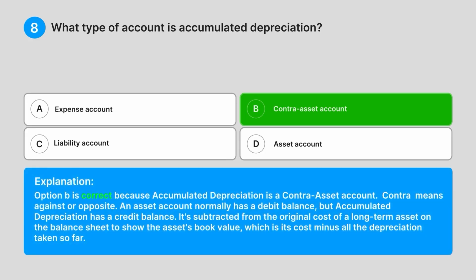Explanation. Option B is correct because accumulated depreciation is a contra asset account. Contra means against or opposite. An asset account normally has a debit balance, but accumulated depreciation has a credit balance. It's subtracted from the original cost of a long-term asset on the balance sheet to show the asset's book value, which is its cost minus all the depreciation taken so far.